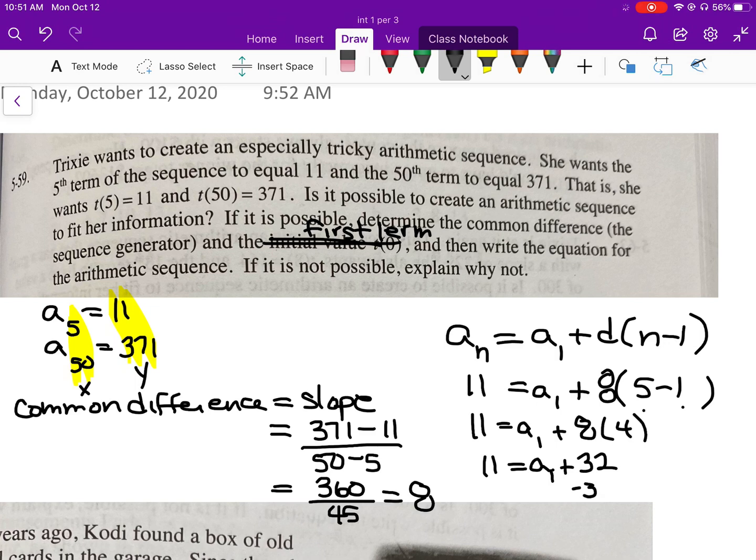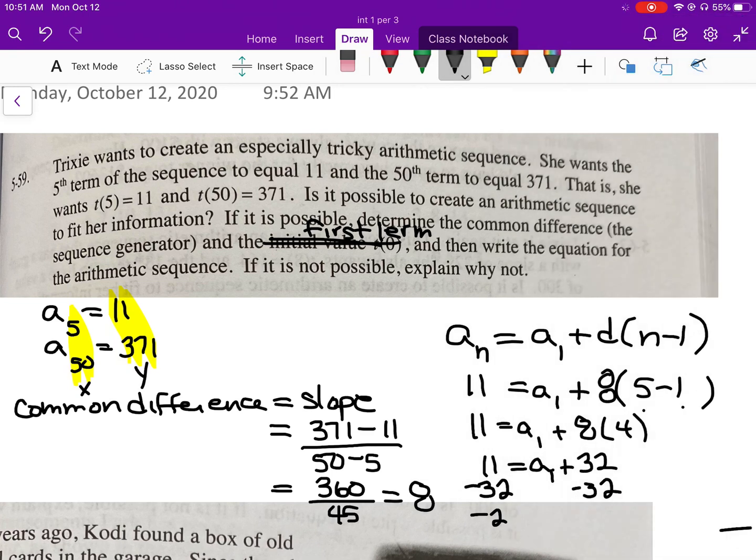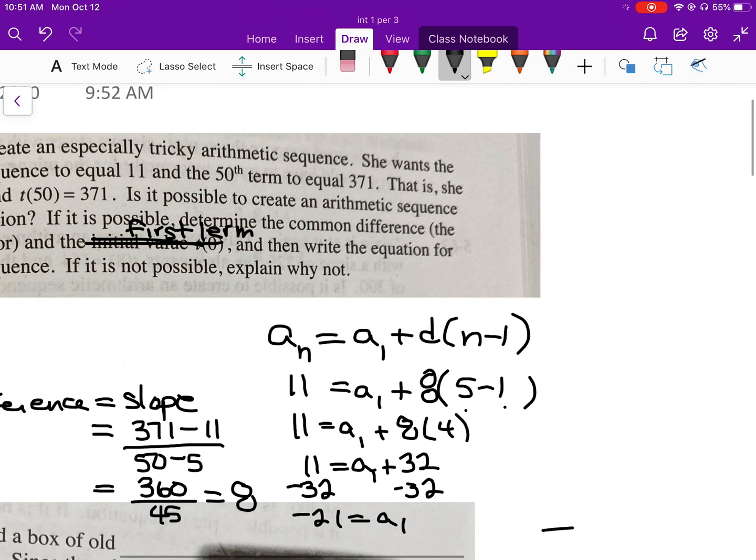Subtract 32 from both sides. And that's minus 21. Negative 21 equals A sub 1. Do I have enough to write my equation now? Do I have my D? Do I have my A sub 1? Can I write my equation? A sub n equals A sub 1, which is negative 21, plus 8 times n minus 1.